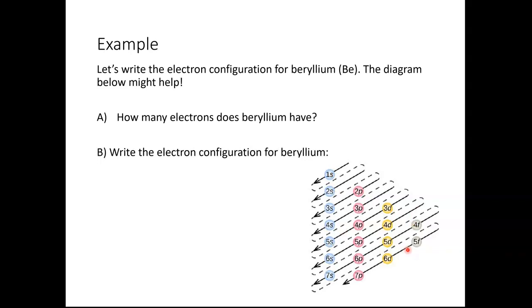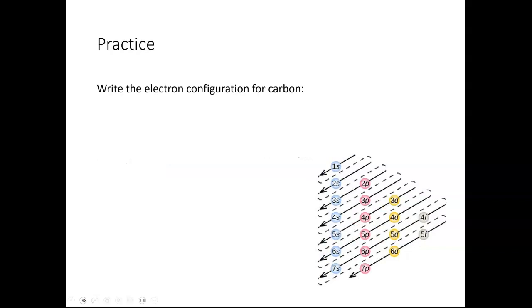First off, we have to know how many electrons beryllium has. We look at the periodic table and we see that the uncharged normal atom of beryllium has 4 protons, so it would also have 4 electrons. We start with our 1s, and there are 2 of them. And then we can go 2s, and there are 2 of them. Now we're ready to stop because 2 plus 2 is 4, and we are done. Let's do one more example. Carbon.